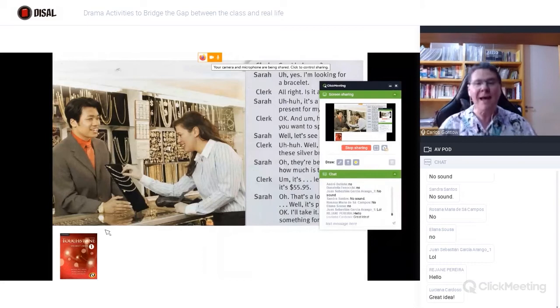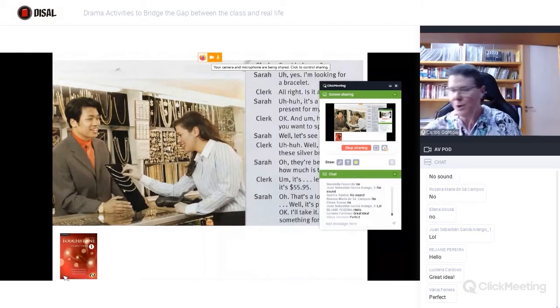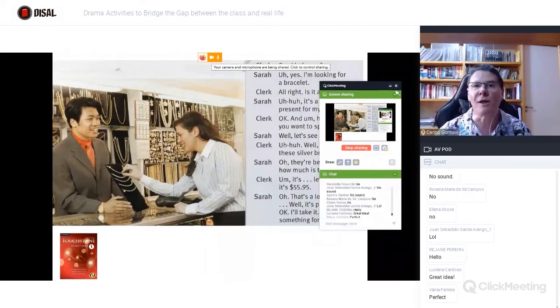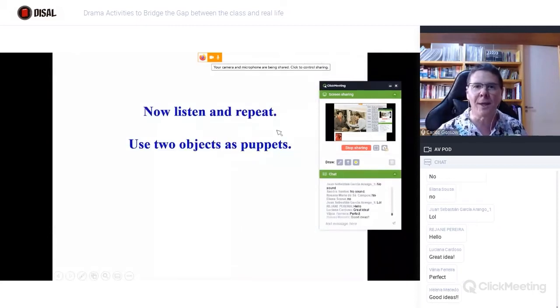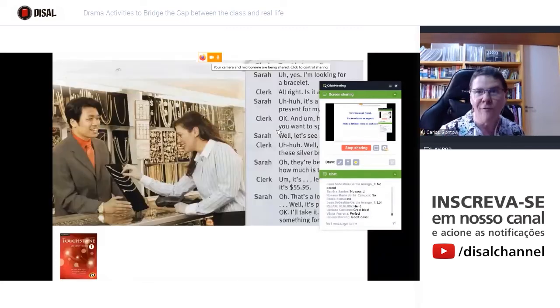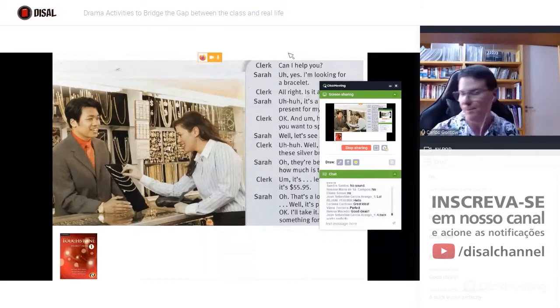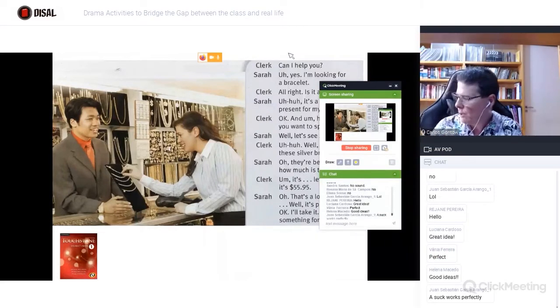So now we're gonna do this. Everybody get any object that you have near you, anything that you have, and they're gonna be the puppets. Can be a bottle of water, can be a mouse, can be your cell phone, your shoe, I don't know, okay? And you're gonna repeat the dialogue. One puppet is gonna be the clerk, and the other puppet is gonna be Sarah. Make a different voice for each one, okay? Are you ready? So because you can hear the sound, I'm gonna do it here. Because I have puppets, I'm gonna use my puppets.